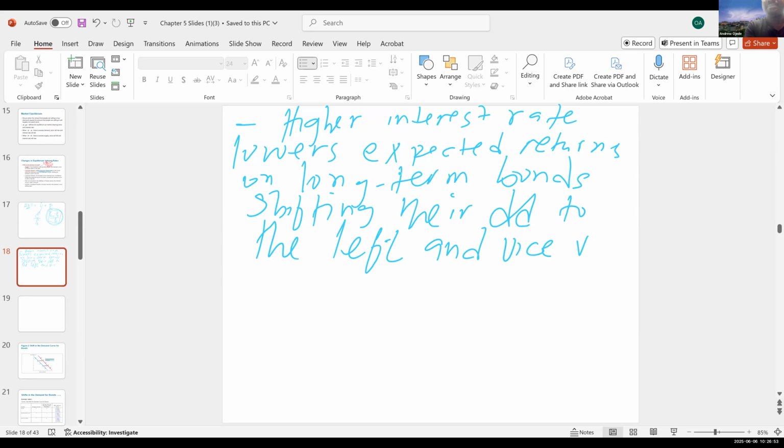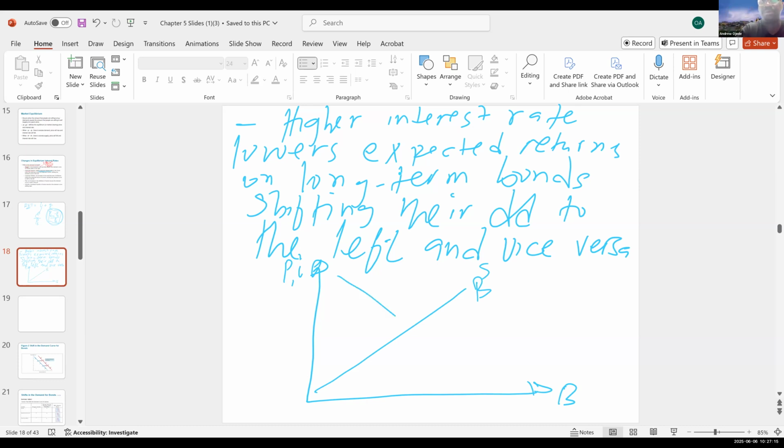Vice versa means if the interest rate were to fall, a lower interest rate would actually increase the expected returns on long-term bonds. That would shift the demand for bonds to the what? To the right. Okay? So if you draw your graph here, with price on this axis and interest rate, and we're talking about equilibrium quantity here, this is your bond supply curve, this is your bond demand curve, B1. So this is the equilibrium quantity, P1, and there's a corresponding interest rate, i1.